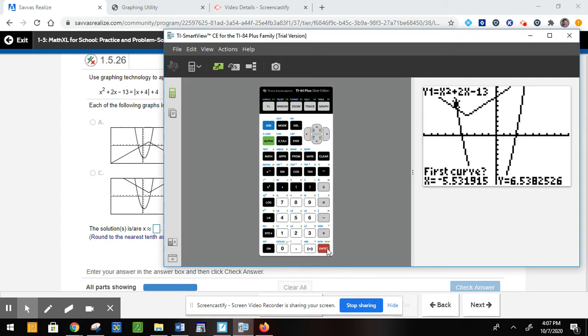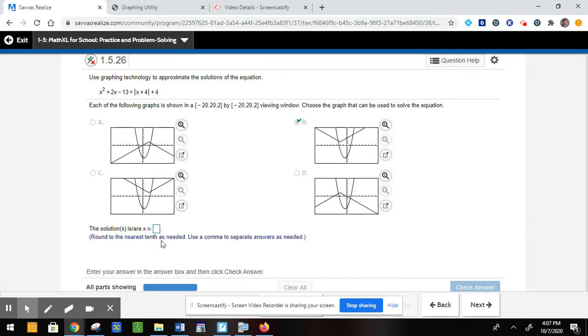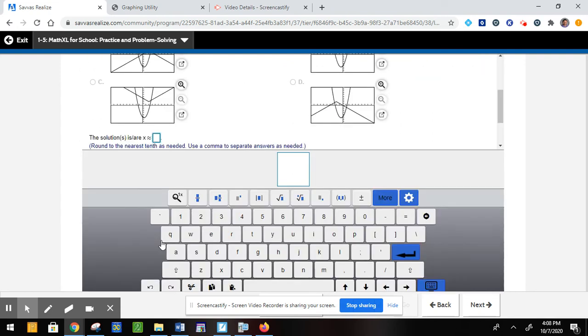Then we'll hit enter. Now the cursor's on the other curve. I can move it around if I want, but it's where I want it, so I'm just going to hit enter there. And that's giving us the intersection point, -5.4. Again, it's asking to round to the nearest tenth. So let's go type that in so we don't forget it. So -5.4.